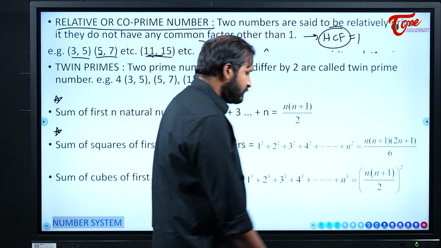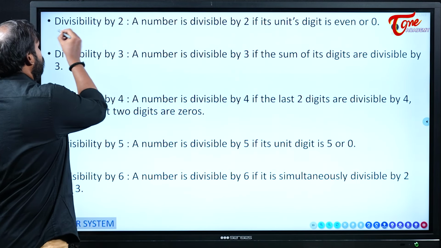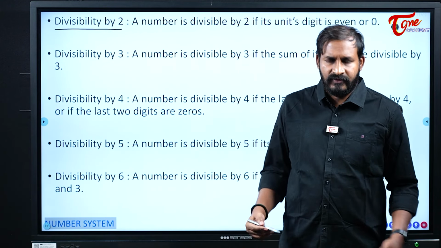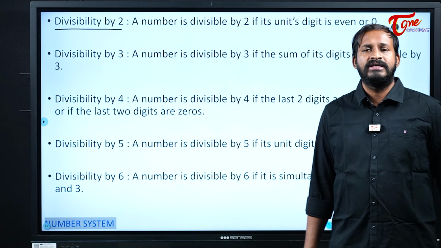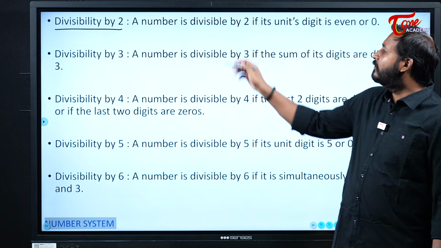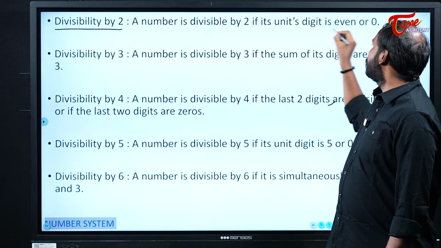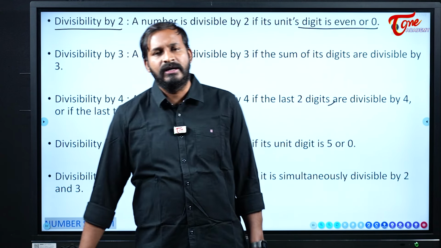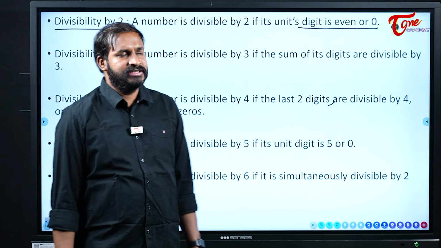Right. Next, divisibility rules. Divisibility rules are also very, very important for us. Why? Because they ask some questions from these divisibility rules also. We all know a number is divisible by 2 if its unit digit is even or 0. Even number or 0, then obviously that number is divisible by 2.